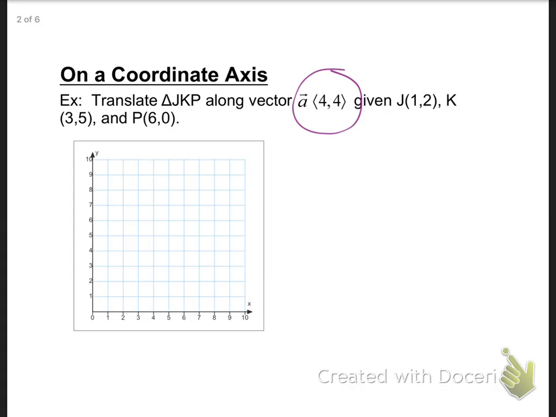So J is right 1, up 2, and I label him J. K is right 3, up 5, and I label him K. And then P is 6, 0, so right 6, not up or down, and that's P.